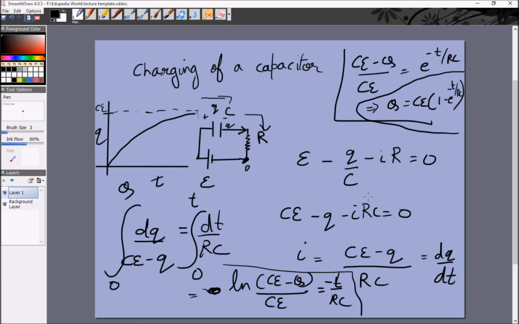The quantity RC is called the time constant of the circuit.